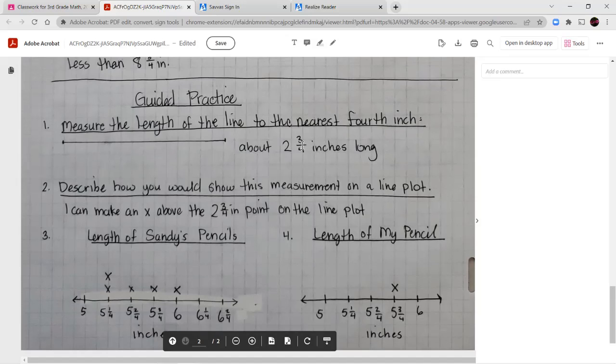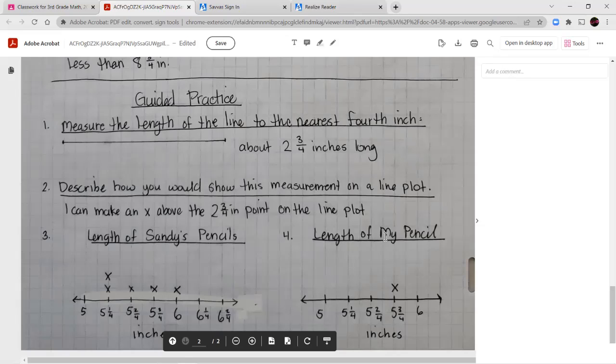For number 3, it says use a line plot to show the length of Sandy's pencils. So I made my line plot that goes from 5 to 6 2/4 inches. And we plotted it. So there were two pencils that were 5 1/4 inch, one that was 5 2/4, one that was 5 3/4, and one that was 6.